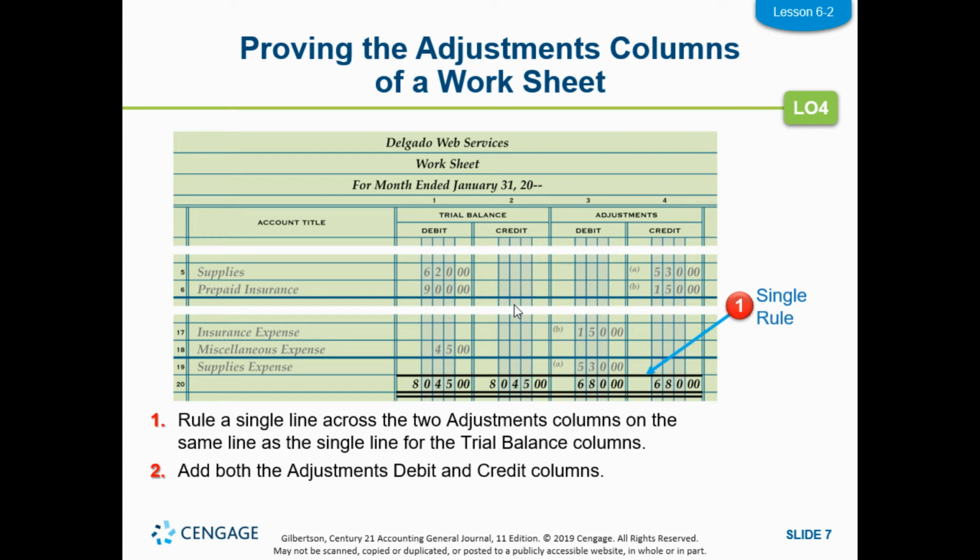Add both the adjustment debit and credit columns. Understand we could have several entries in there, and not just our simple two here. And rule double lines across the adjustment columns to show that they balance, they match. Debits equal credits.